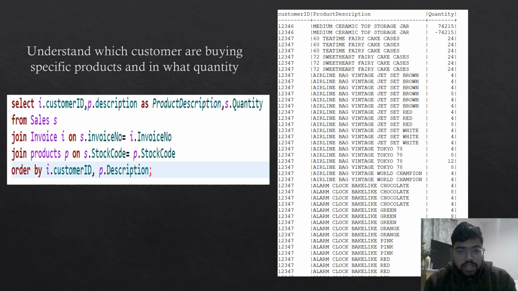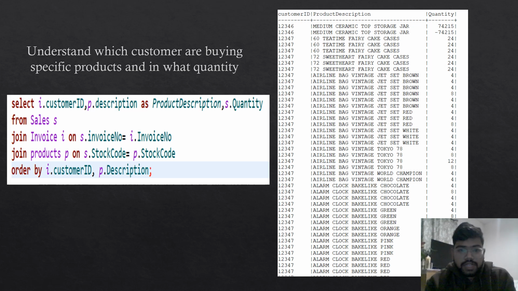So here we are joining both invoice and sales table, and the products table with the sales table, because we need to order it by customer ID to know which customer is buying this product, and we need to order by description so as to get the highest quantity and what is the specific product the customer is buying. So in the output we can see that the customer with customer ID 12346 has bought the highest amount of the product called medium ceramic top storage jar, of a quantity 174,215. And you can see it's in descending order.